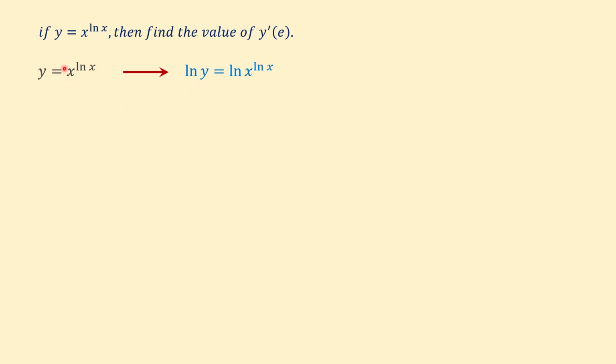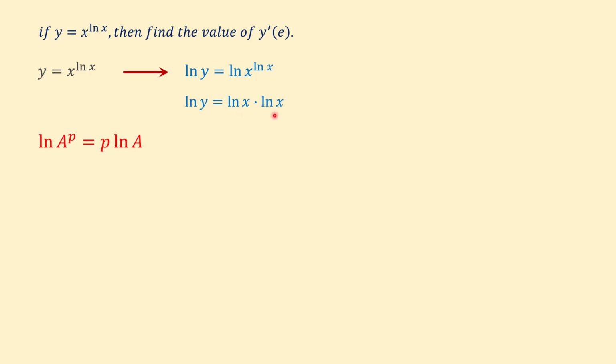Take ln from the left side and ln from the right side of the equation. The reason that we take ln, again, is to bring the power to the front of ln. The power of x here is ln of x. We bring this power to the front of ln, so it becomes ln of x times ln of x. So we can write it as ln of x times ln of x.